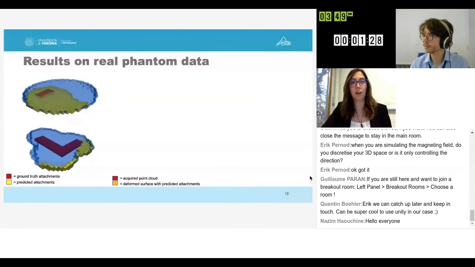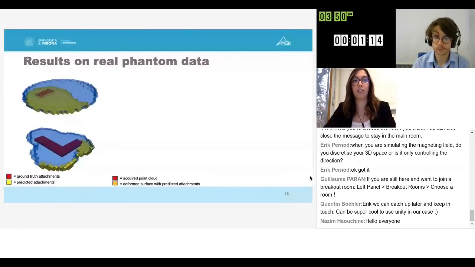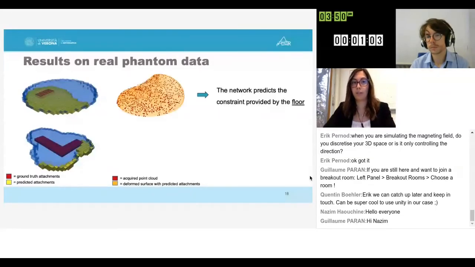In the first row, you can see an example of a case where the network overestimated the attached area a lot. The network prediction is represented in yellow. In that case, the Dice coefficient is very low, but if we look at the deformed configuration with respect to the acquired point cloud, we can see that the shapes fit quite well. This tells us that the network was actually able to predict the constraint provided by the floor, which is basically acting as a sort of attachment for that phantom.